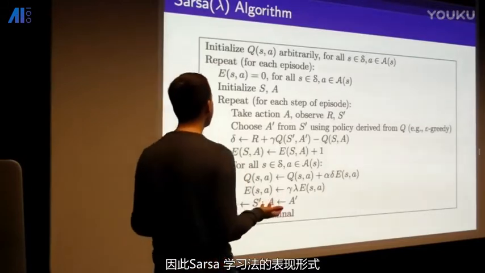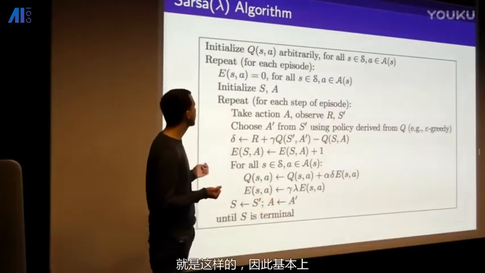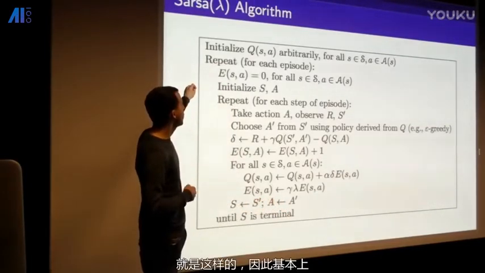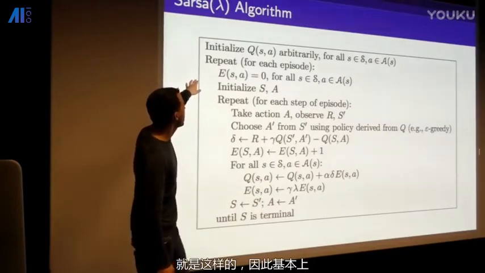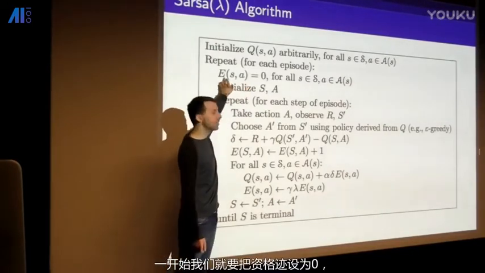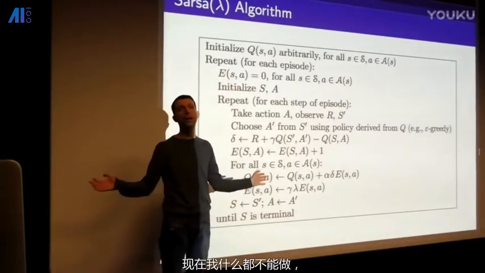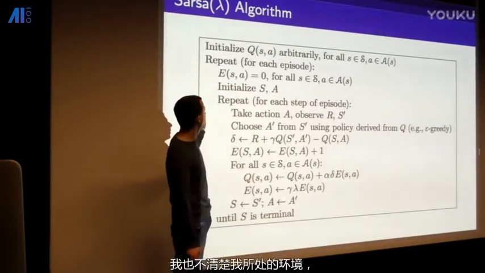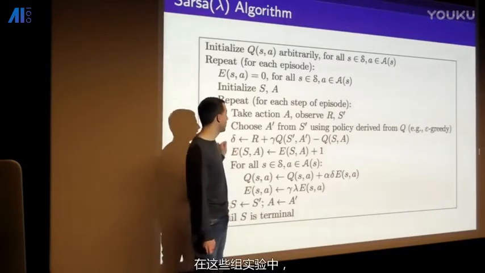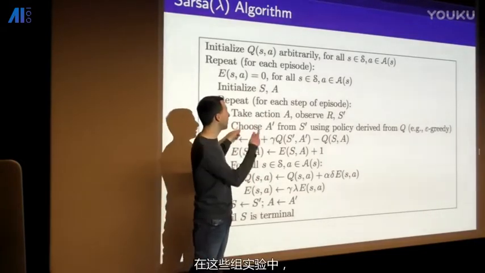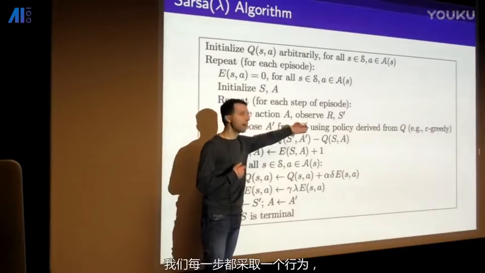So Sarsa lambda looks something like this. We're going to initialize our eligibility traces to 0 at the beginning of each episode. You want to say, well, I can't blame anything yet, I haven't seen anything. And then for each step of the episode, we take our actions using our policy.